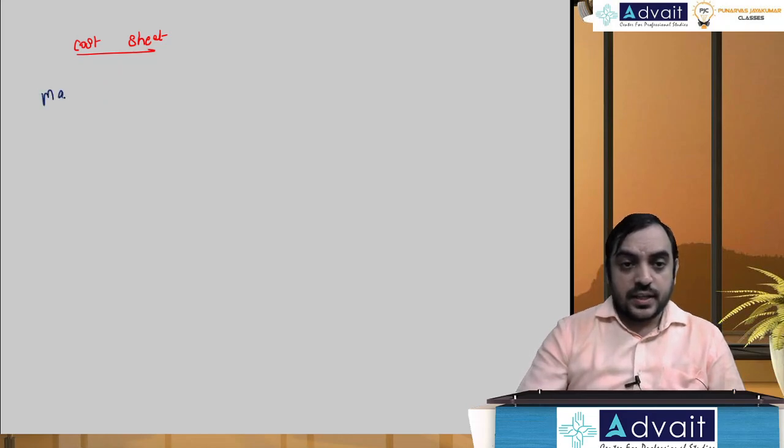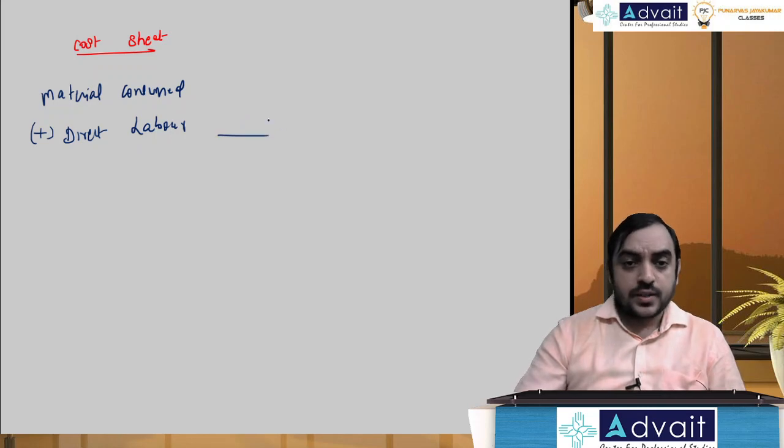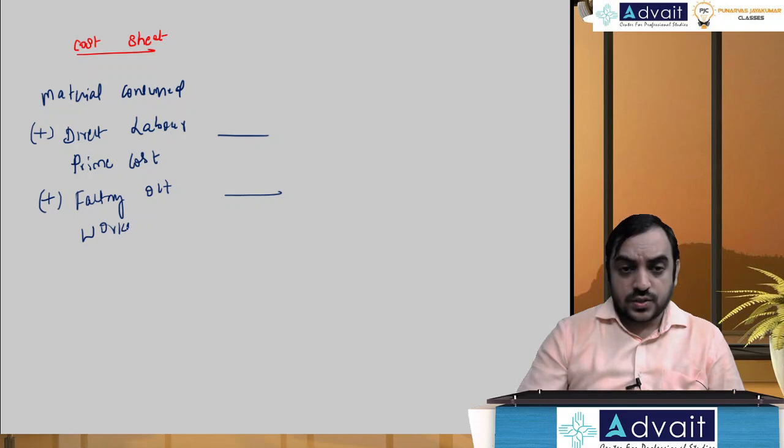We'll start with material consumed. Then for this we will add direct labor, and direct expense also you can add. This will give you prime cost. I will add factory overheads. This will give me factory cost, or also called as works cost.